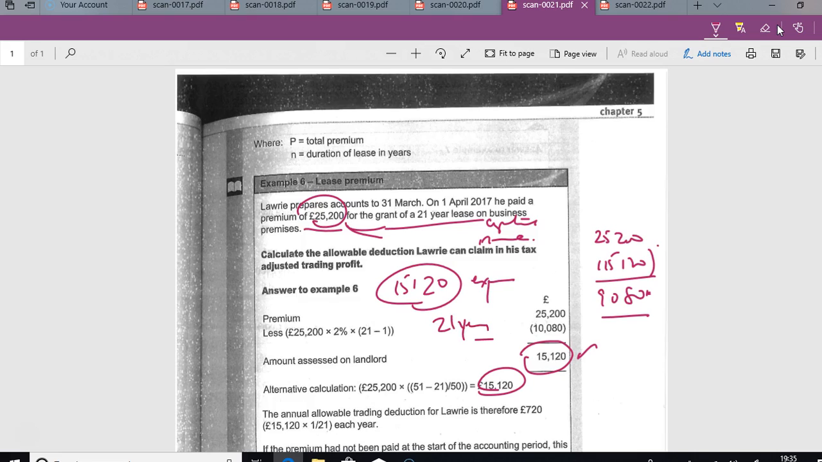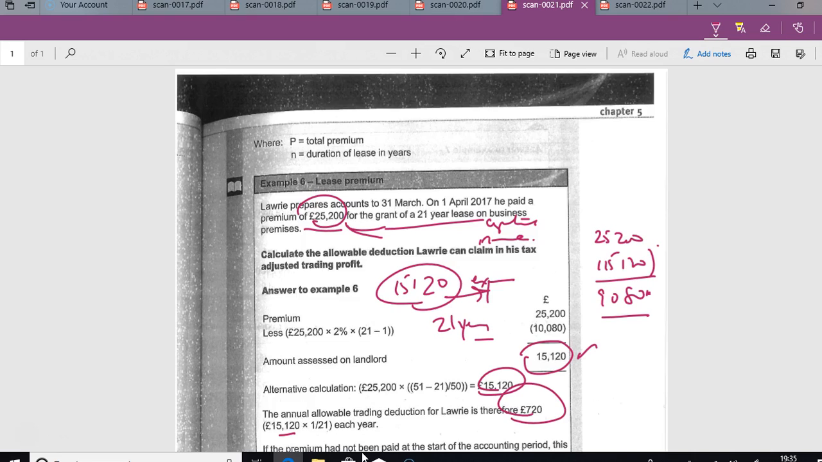Well, we're only really interested in it yearly, right? Because this is what I was saying earlier on, that the landlord would be deemed to have assumed all of this at once, which he has. But this tenant, for the accrual's sake, cannot put all of this through at once. This is for 21 years. So he must put through 15,120 divided by 21 each year. So he can deduct 720 each year.